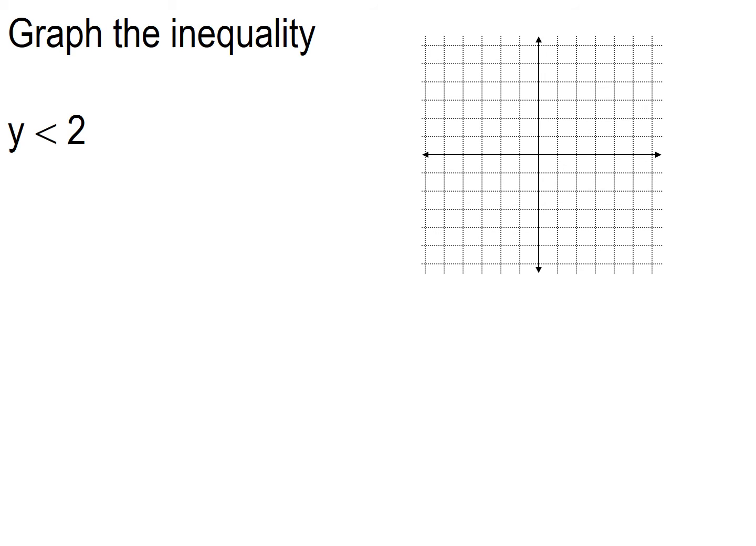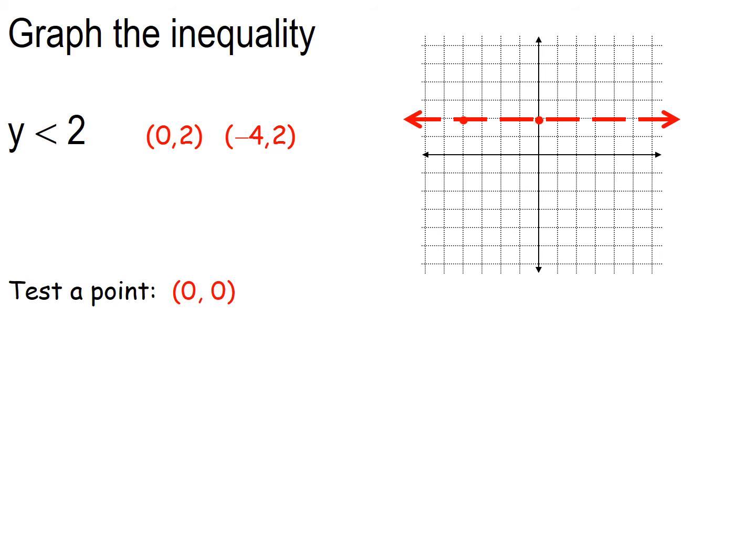Okay, so we have the inequality y is less than 2. I'm going to pick two points just to figure out where this line is. I use (0, 2) and (-4, 2). And I know that this creates a horizontal line that intersects the y-axis.